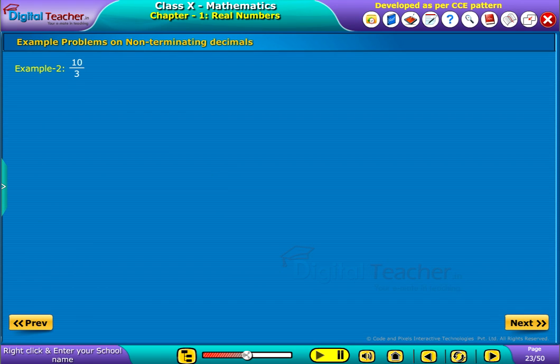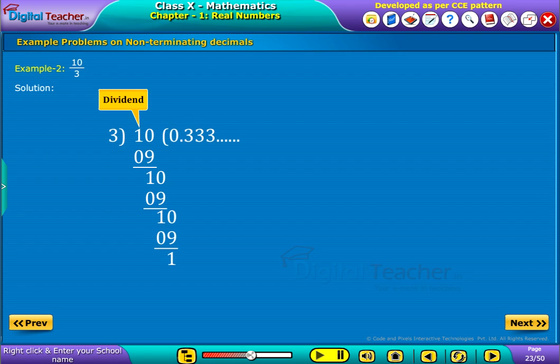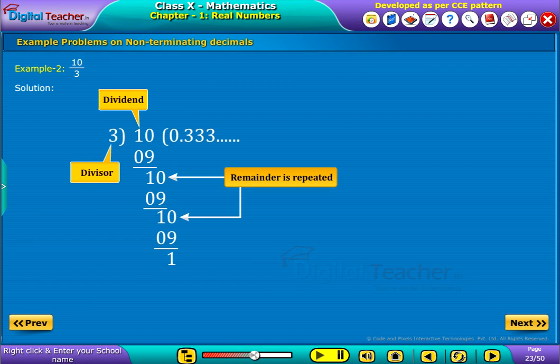Let us consider one more example. Here, when the dividend 10 is divided by divisor 3, the remainder repeats itself. Also, a decimal number in the quotient repeats itself without termination. In this example, as 3 is repeating itself, hence it is a non-terminating decimal. So, from the above two examples, let us state a theorem.